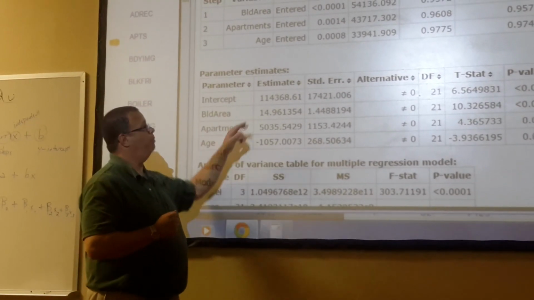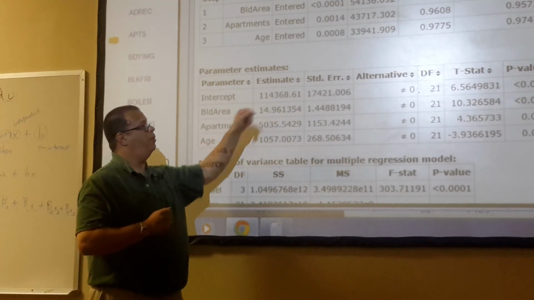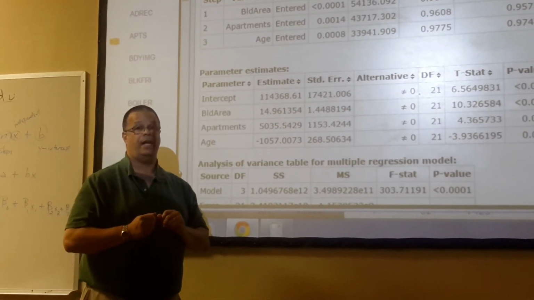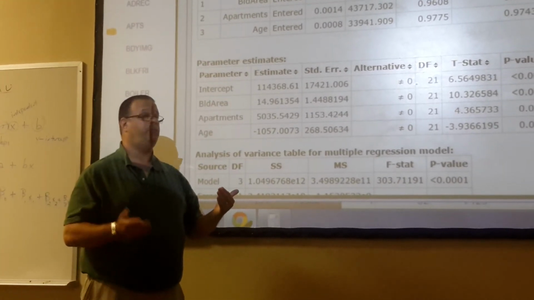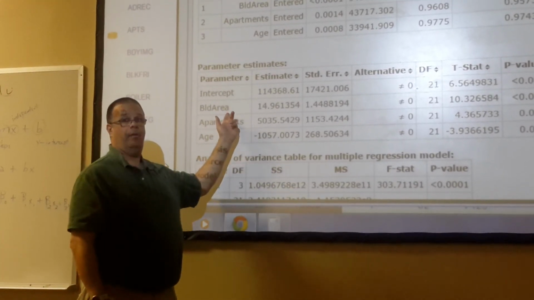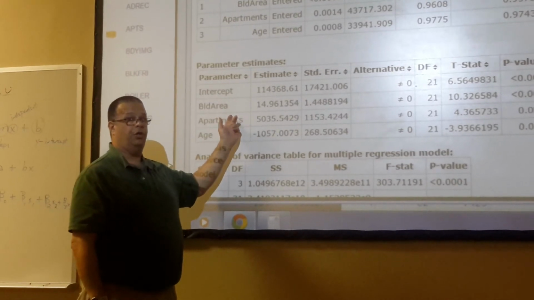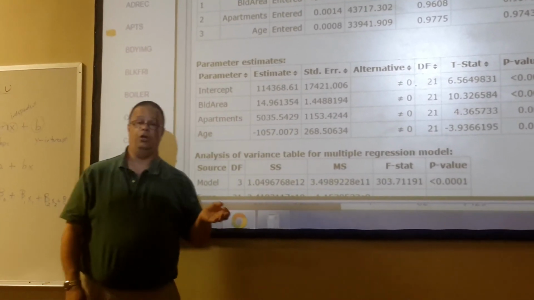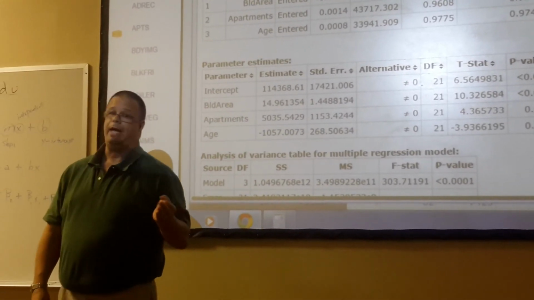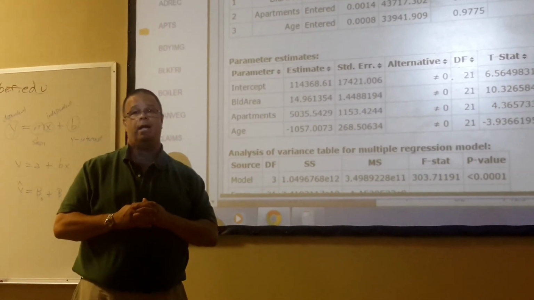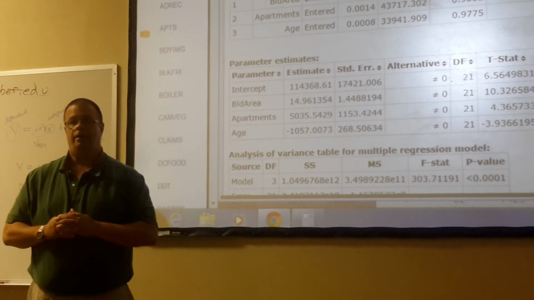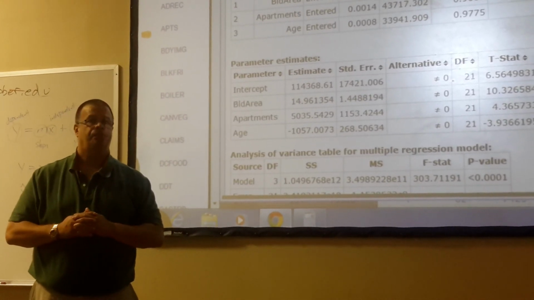Another thing, remember the intercept, that $114,368 by itself really doesn't tell us anything, because that would only be valid for an apartment building with no square footage, no apartments, and no years old, so it wasn't even built yet. So just the beta 0 or the y-intercept alone doesn't really tell us anything.